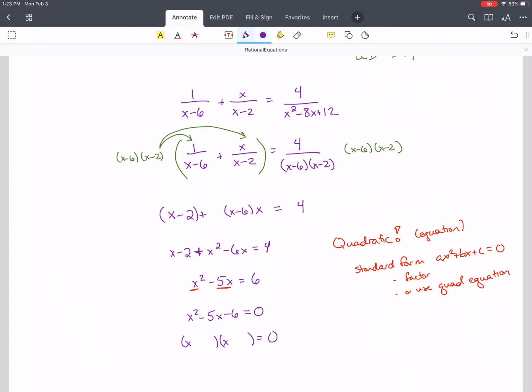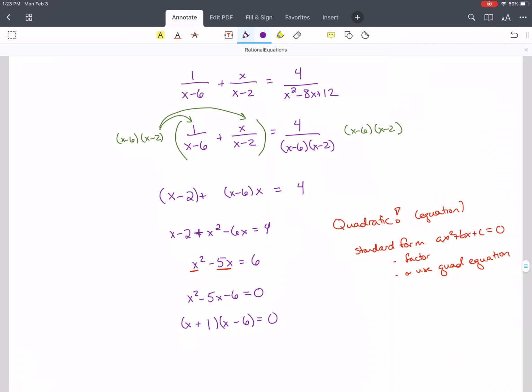So I need something that multiplies to 6 and adds to 5. And in fact, it multiplies to negative 6, but then it adds to negative 5. So if I have a negative 6 and a positive 1, then that will do it. And this means either x plus 1 is 0 or x minus 6 is 0. Because if they were both non-zero, then they couldn't multiply together to give me 0. X plus 1 is 0. If I subtract 1 from both sides, I get x equals negative 1. X minus 6 is 0. If I add 6 to both sides, I get x equals 6.